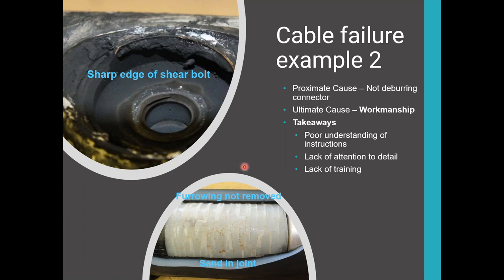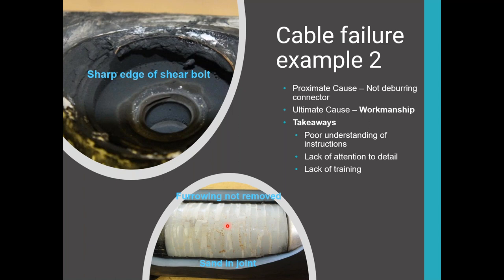When they cut back the layers and looked at it, they also found sand in the joint. They didn't remove the furrowing from when they removed the semicon layers from the insulation. And all these are electrical stress points. They all have different electrical withstand levels and create electrical stress points. So any one of these would have led to a failure.